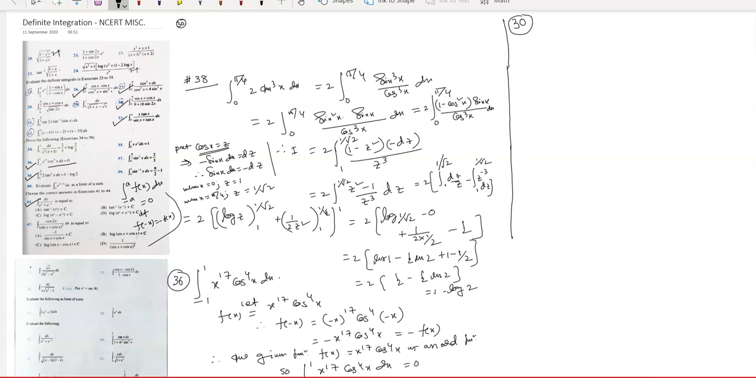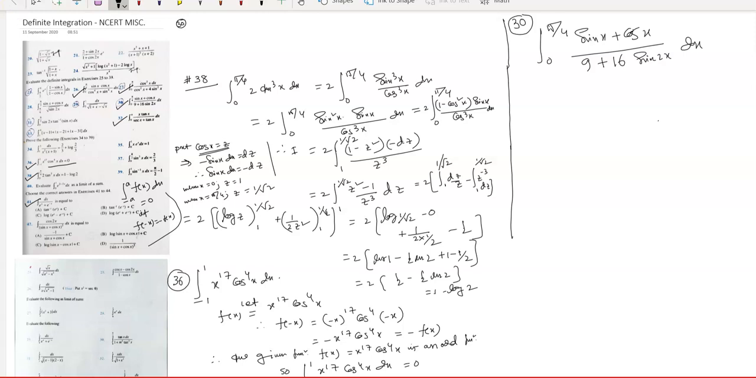Thirtieth sum is 0 to pi by 4, sin x plus cos x by 9 plus 16 sin 2x dx. Okay. This you write. You did not use property, as I see it here. Property I think is not required for this. Okay.